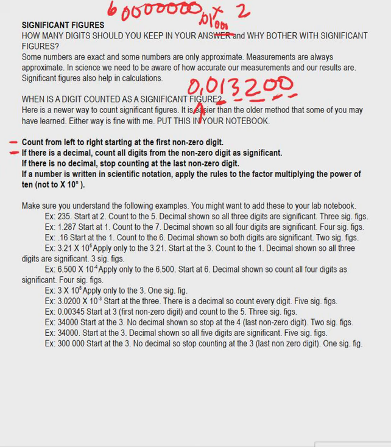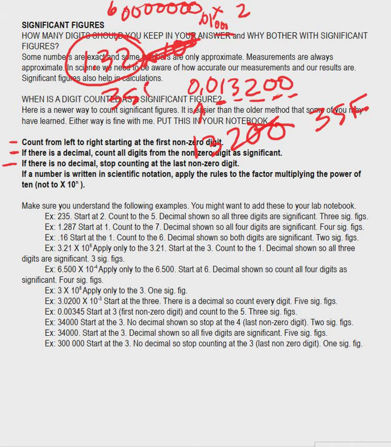If there is no decimal, so let's say that we had 13200 and there is no decimal point, we eliminate the zeros and there'd only be 3 sig figs. So you stop counting at the last non-zero digit there. And if you have a number that's written in scientific notation, apply the rules to the factor multiplying the power of 10. So for example, if this was 1.32 times 10 to the third, we'd skip the times 10 and we'd just worry about this. This has 3 sig figs.